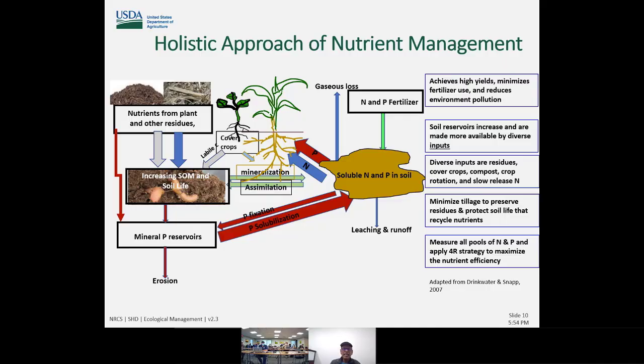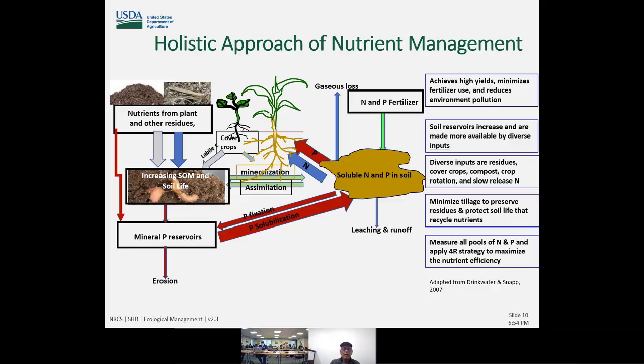So in this case, you can see this arrow is much narrower. It means we are using less chemical fertilizer and thus we have less leaching and running off and less gaseous loss of nitrogen. For plants, we are still using the 4R strategy. So that's why we get more efficient use of nutrients and plants can take up nutrients that way.